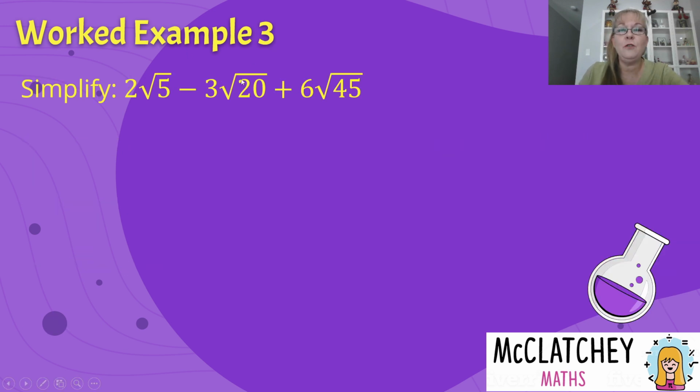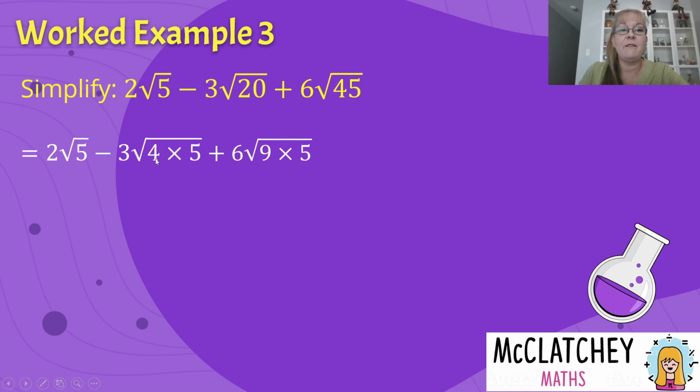Now I've got two surds that can be simplified, so I need to simplify both of those before I can make any further progress. So I'm going to recognize that 3 root 20 is also the same as 3 and square root sign 4 times 5. There's my perfect square there. And 45 is 9 times 5, so there's my perfect square right there.